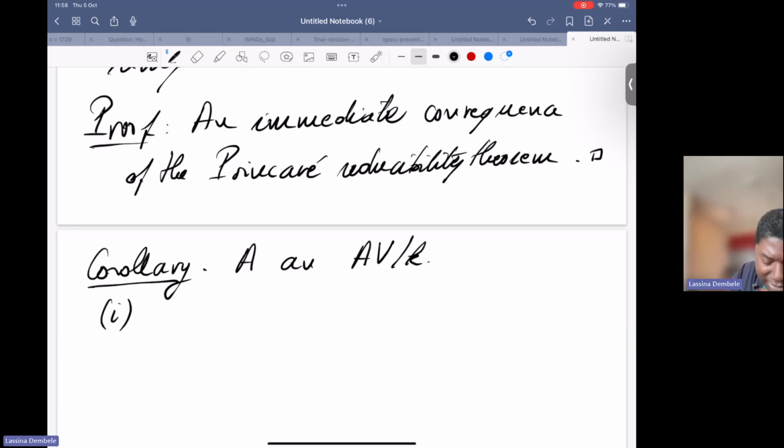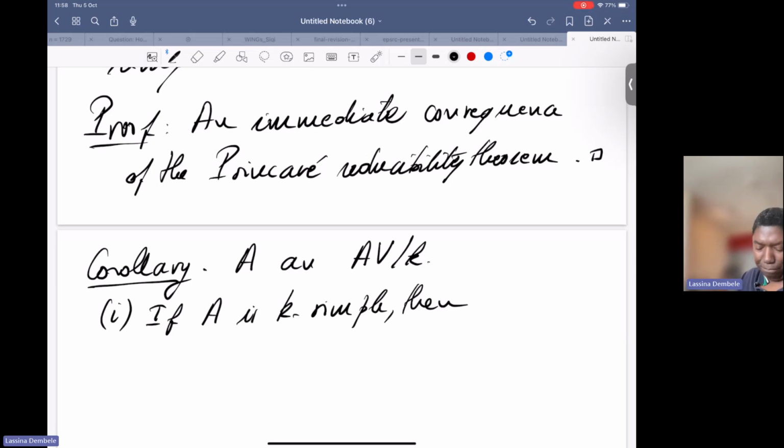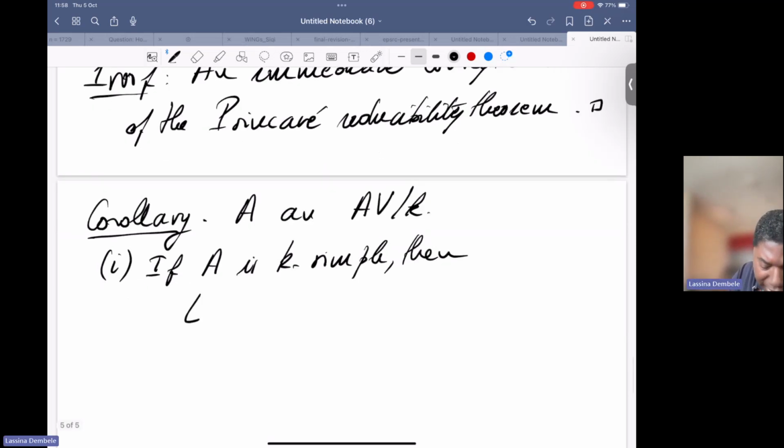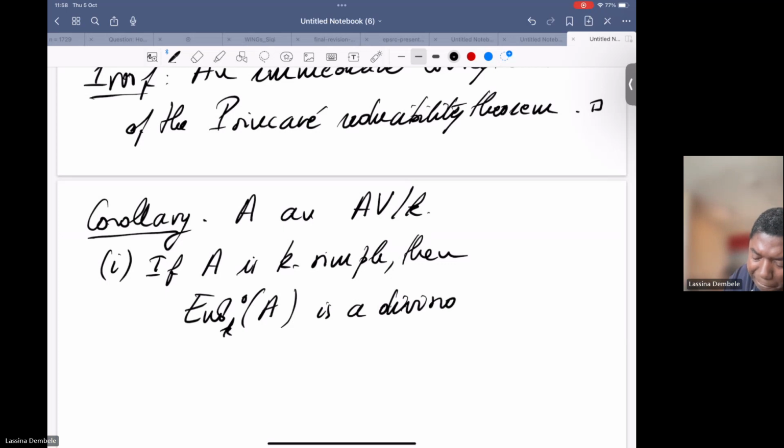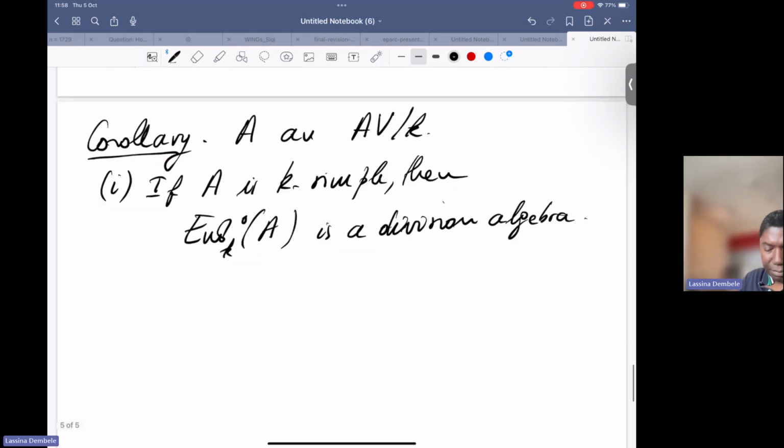The first item says that if A is K simple, then if you look at the endomorphism ring over K, this is a division algebra. Okay, that's the first part.